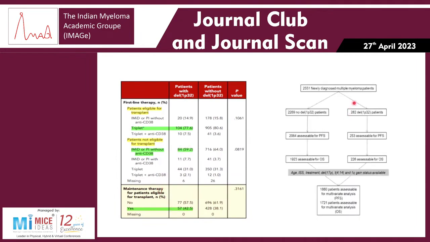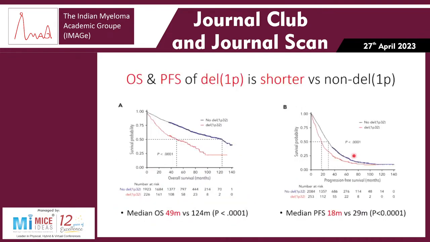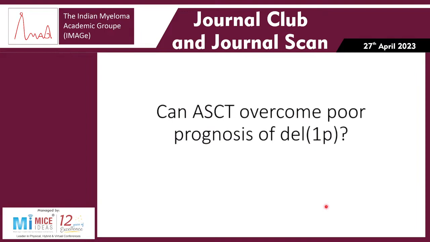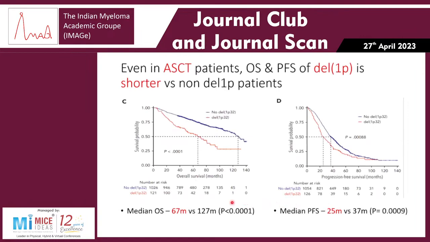Out of 282 deletion 1p32 patients, 253 were accessible for PFS and 226 for OS. When we compare the survival of deletion 1p in red versus the non-deletion 1p, it is significantly shorter, with a median OS of 49 months, that is 4 years, and a median PFS of 18 months, that is 1.5 years. When we look at only the subset of patients who underwent a transplant, the survival is better than the overall cohort, but still inferior as compared to non-deletion 1p32, where the median OS of deletion 1p is 67 months and the median PFS is 25 months.